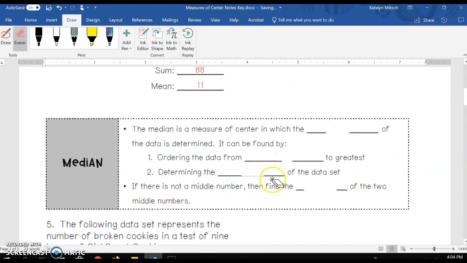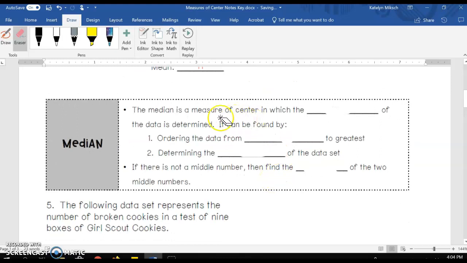Okay, the next measure of central tendency is median. Median is a word you might have heard before when you're driving down the road. Sometimes there's a little concrete barrier in the middle of the road separating the lanes of traffic. So that's how I like to remember median. Median is the measure of center in which the middle of the data is determined. So just like a median would be in the middle of the road, median means the middle of the data.